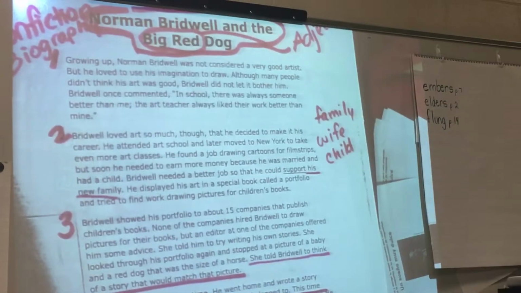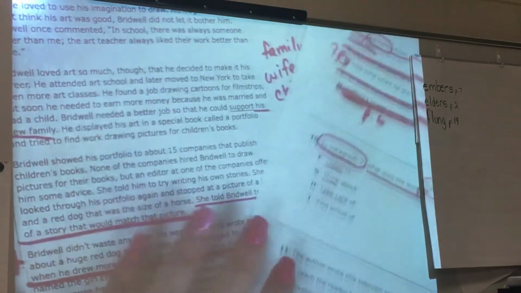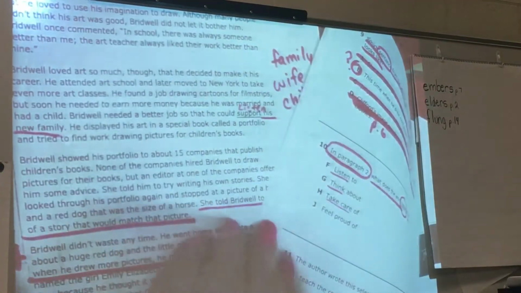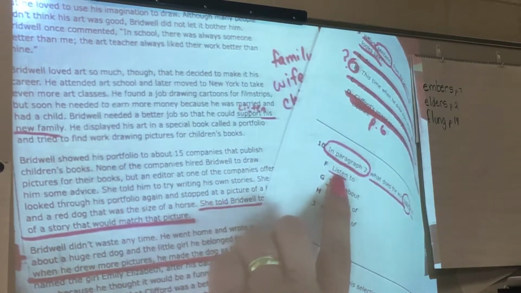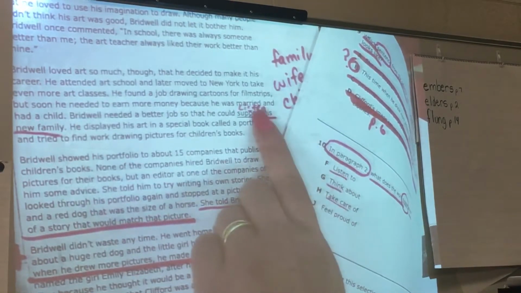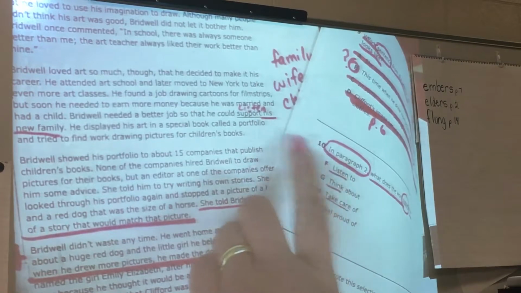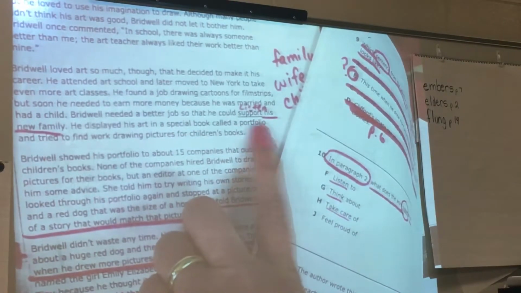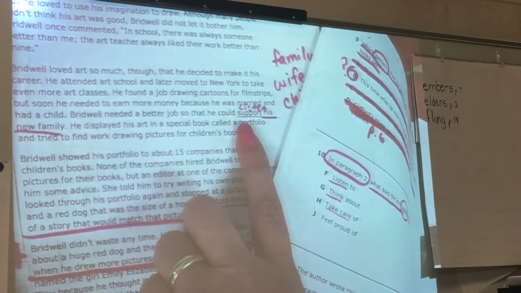Take care of. But what does it mean? Remember the verbs that we had here? One of them was listen. That was number 1. Do you remember? So instead of saying support, let's say listen. Bridwell needed a better job so that he could listen to his family. No. Do you need a better job to listen to your family? No. What is it talking about?